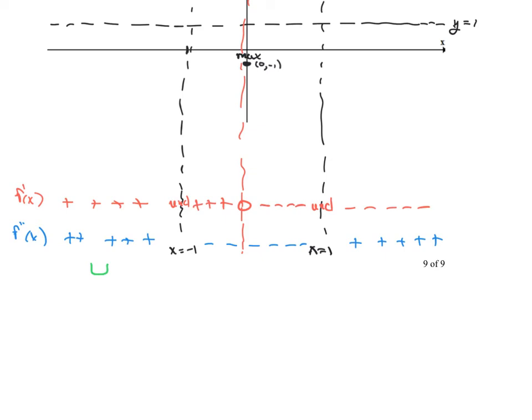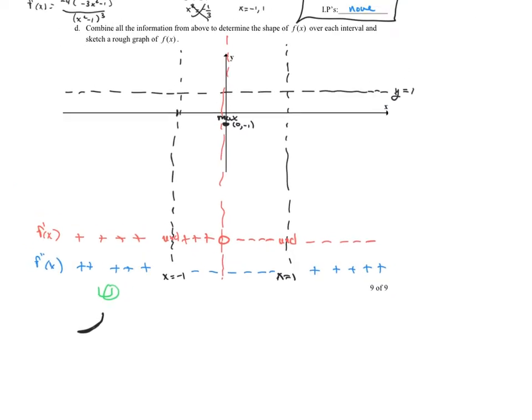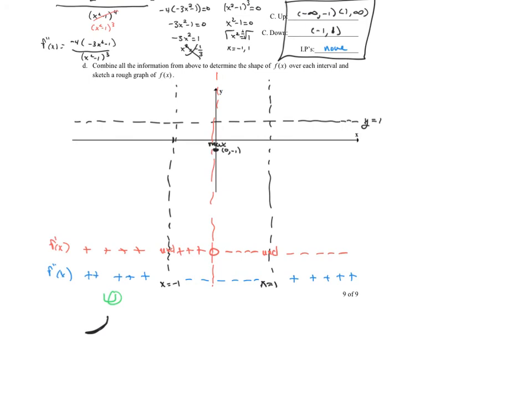So I'm a smiley face, and which of the smiley faces going up? It looks like I have to be the right half of a smiley face. I know that my function has to approach both the vertical and the horizontal asymptote. So here, as x approaches negative infinity, I need to approach the horizontal asymptote y equals 1 from the top.